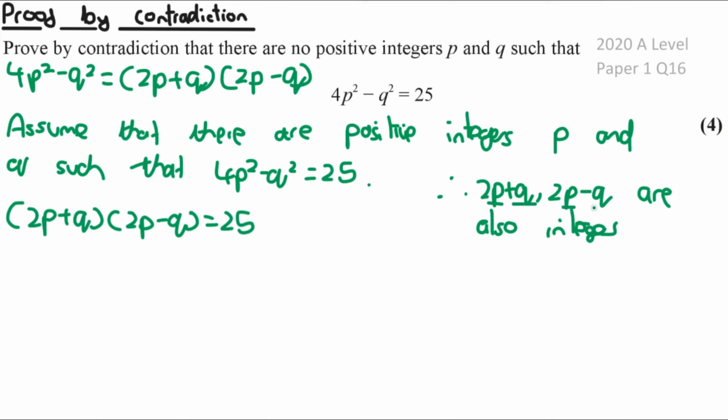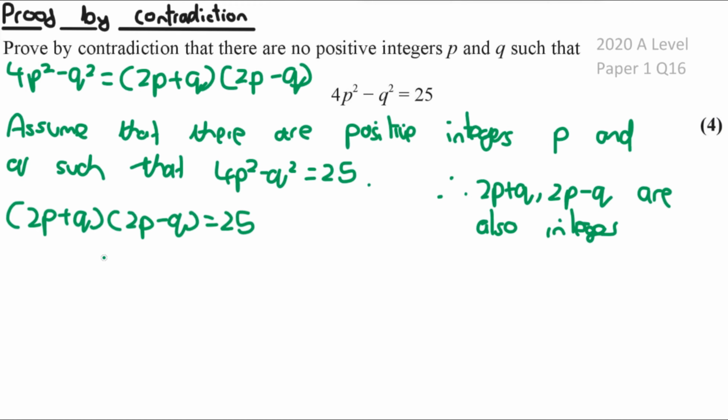If p and q are integers, then 2p plus q has to be an integer and 2p minus q has to be an integer. It can't be like a fraction or a decimal or something like that. So therefore these need to be integers. So therefore we need to find two positive integers that multiply together in order to give 25.